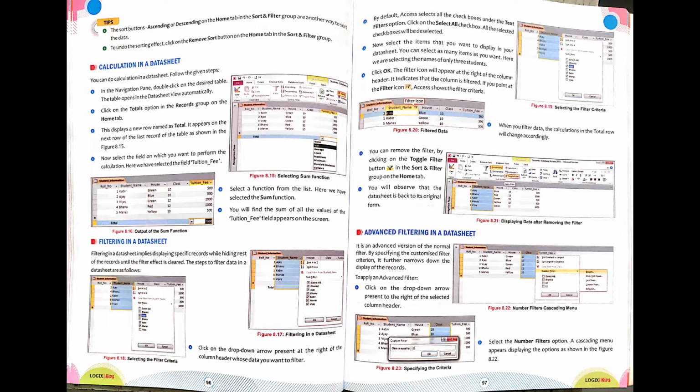To apply the advanced filter, click on the drop-down arrow present to the right of the selected column header. Now select the Number Filters option. A cascading menu appears, displaying the options as shown in figure 8.22.